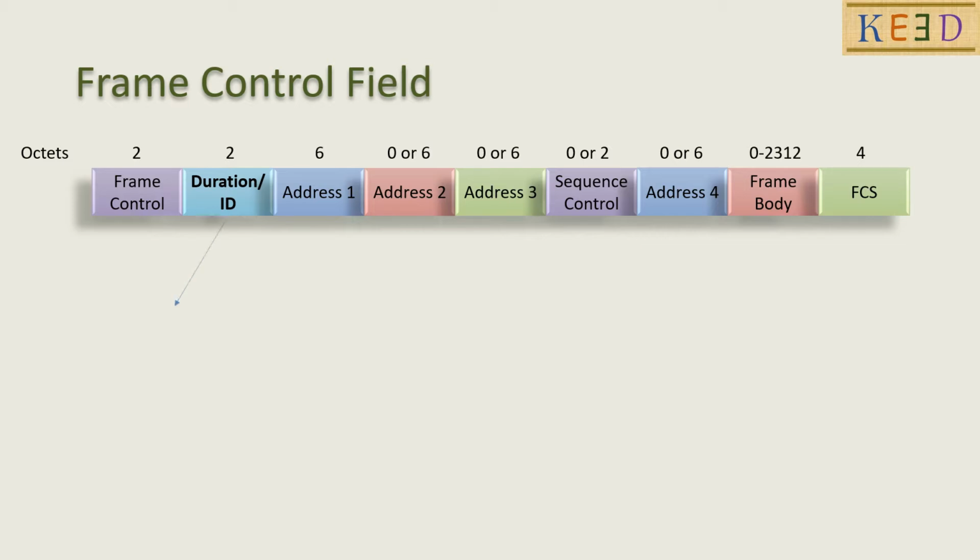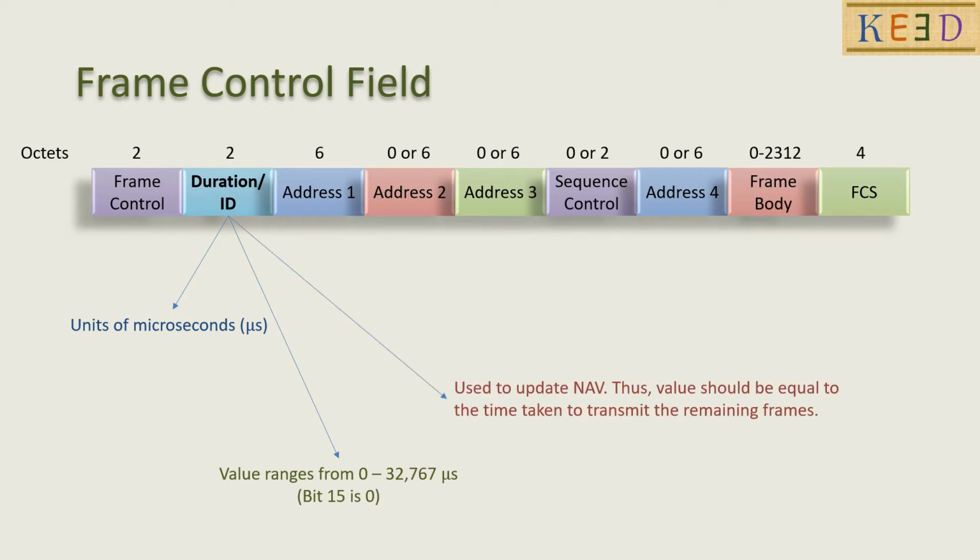Duration is present in the units of microseconds. The value ranges from 0 to 32767 microseconds. It is used to update the NAV. Thus, the value should be equal to the time taken to transmit the remaining frames.